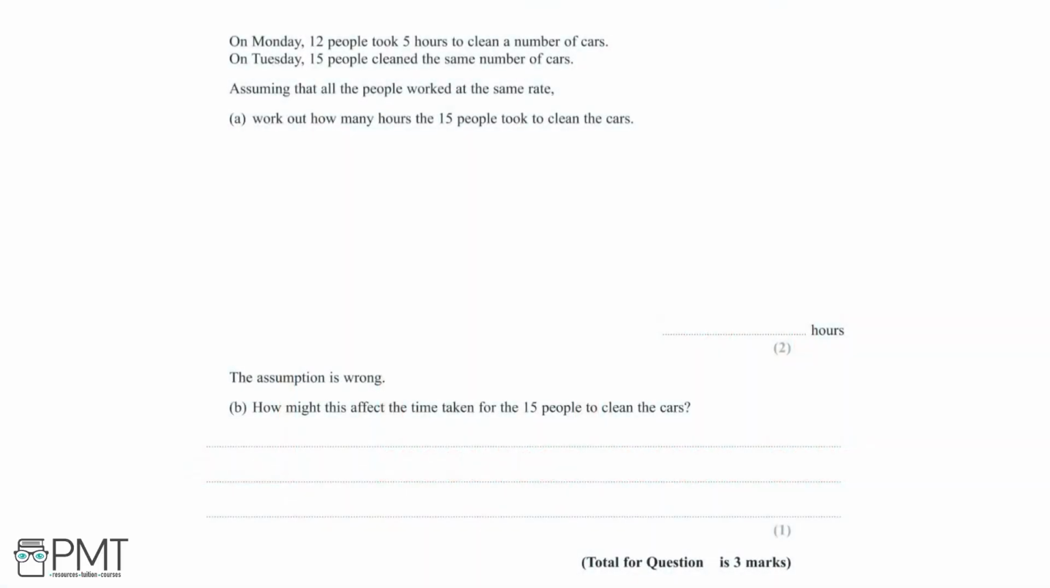In this question, we're told that on Monday, 12 people took 5 hours to clean a number of cars. And on Tuesday, 15 people cleaned the same number of cars. Now, assuming that all of the people worked at the same rate, in part A, we need to work out how many hours the 15 people took to clean the cars.